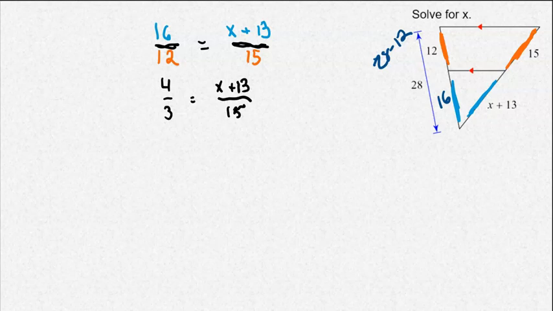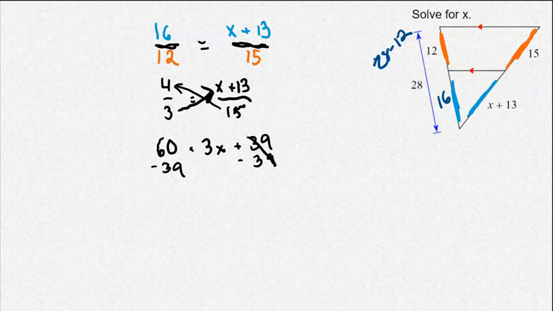Now, I am going to cross multiply, so that is 60. This is headed this way, which is 3x plus 39. I'm going to subtract the 39, and I'm going to get 21. That's an equal sign, so let's not lose that. And now what I'm going to do is divide by 3, and x is equal to 7.